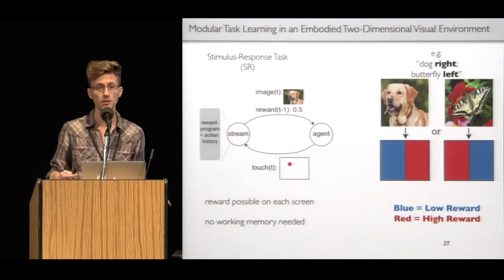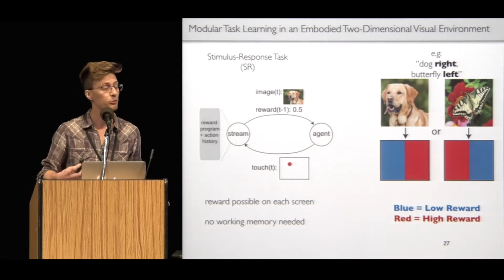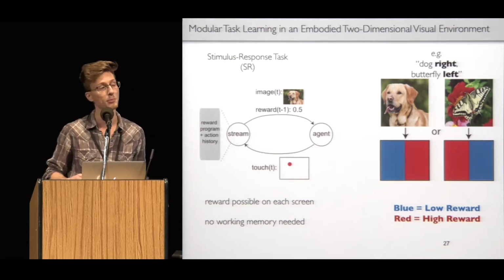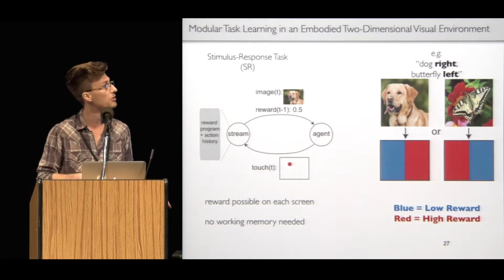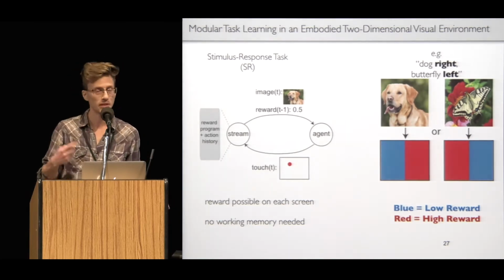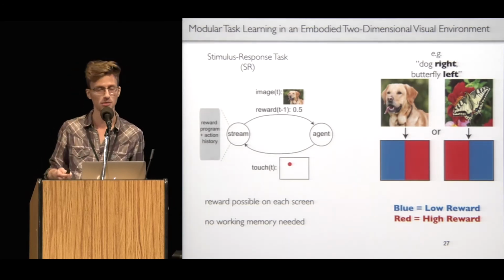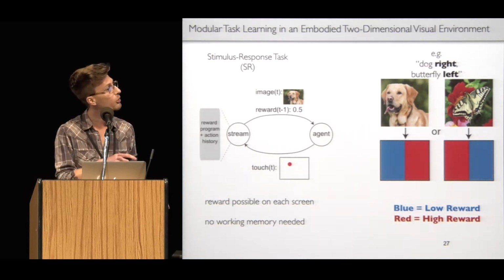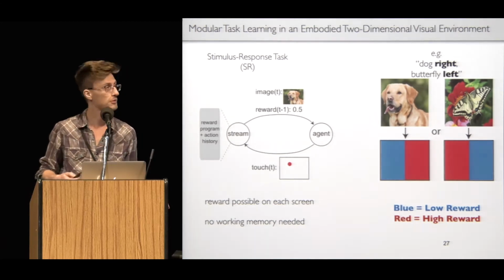We began with this one because the paradigm is already common in real neuroscience experiments, and it requires no working memory in terms of the model. So here, every class is associated with a specific on-screen region, where when one of its instances appears, the agent needs to poke inside. So here we're looking at a dog right, butterfly left scenario, where the reward maps are going to have blue for low rewards and red for high rewards.